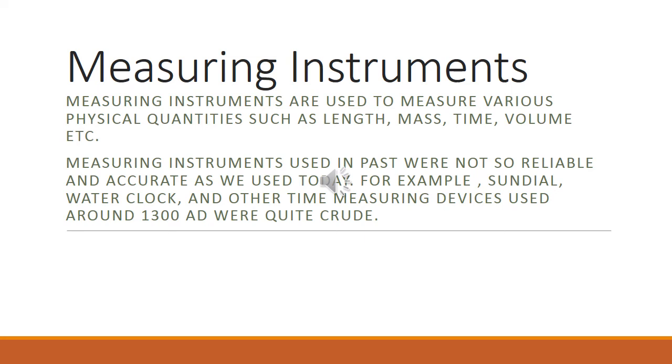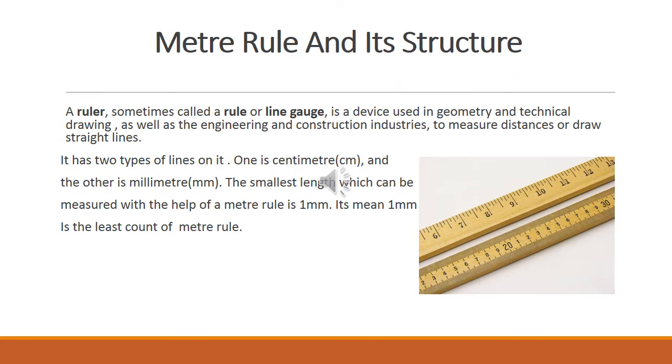So with the passage of time, everything has improved, and now we have to discuss more instruments which we are using these days. Now students, the first instrument which we have to discuss is the meter rule and its use. You know very well from your junior classes the importance of the meter rule. You are using it for drawing lines, for drawing pictures, and so many other things.